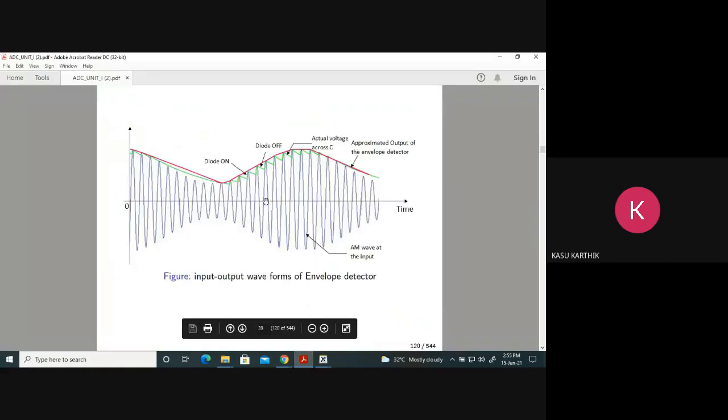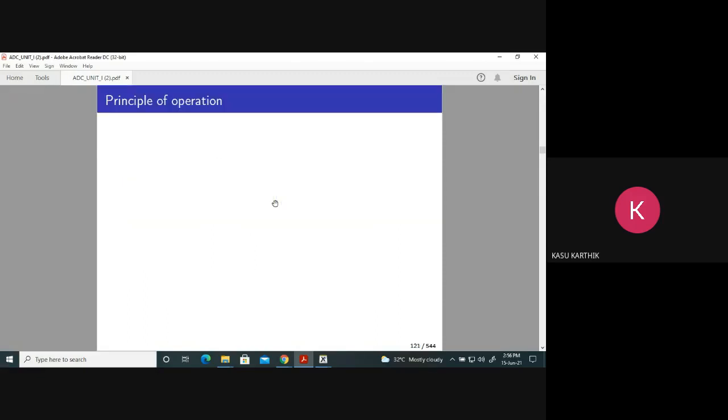Now this is about the simple operation of the envelope detector. This is the input to the ED. When the diode is on, it is charging. When the diode is off, it is discharging. So this is how you get the output across the ED. Now the principle of operation. Just now I explained the operation, so let me go through it briefly.